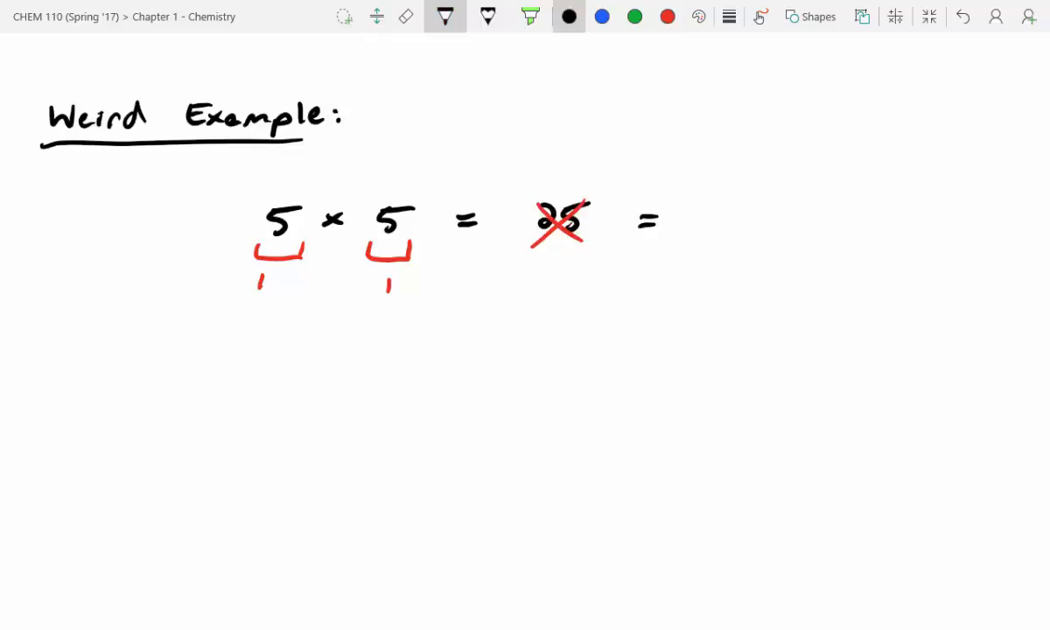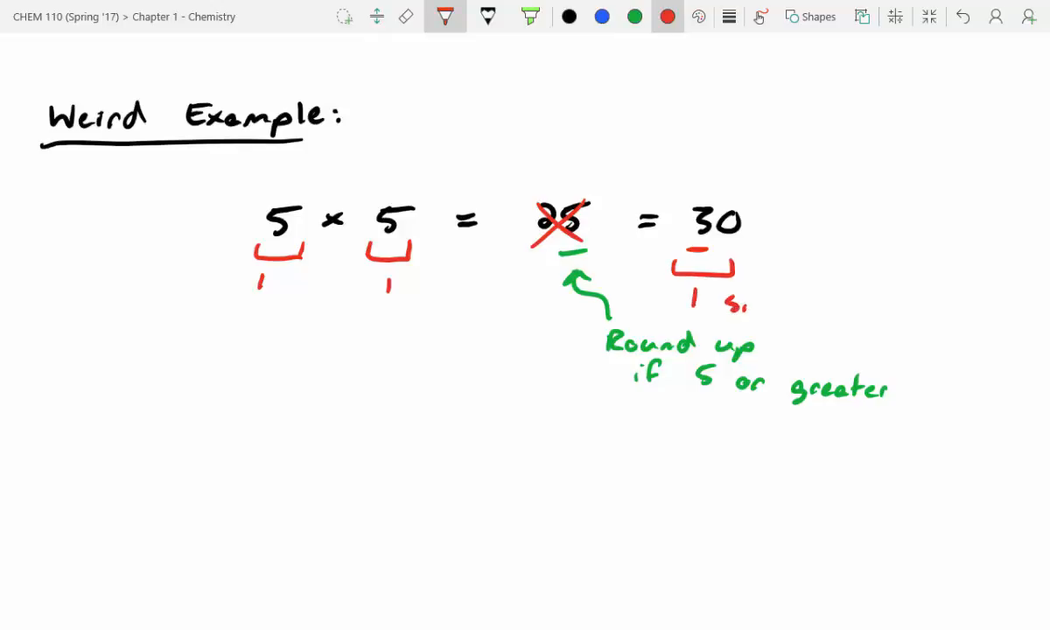It's a little bit weird. It's 30. Because if we look at 30, 30 only has the 1 sig fig. Right? So in this case, if you've got a number following that is 5 or greater, you round up. So in this case, it's a little bit weird, but we'd say, you know what, this has 1 sig fig.